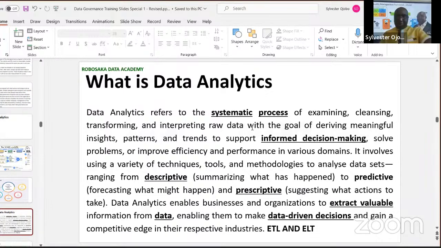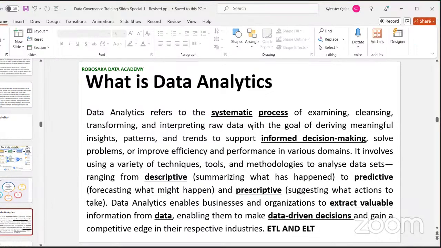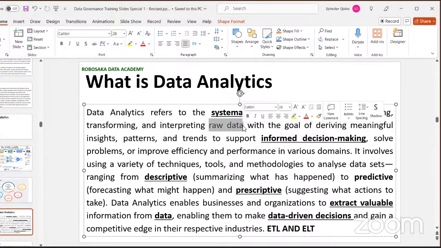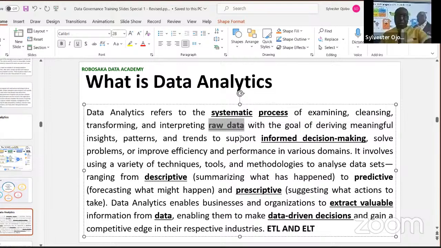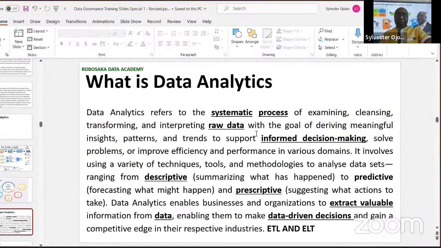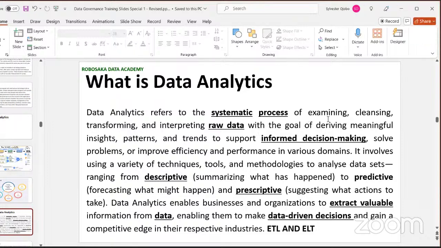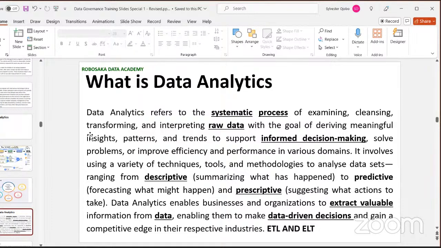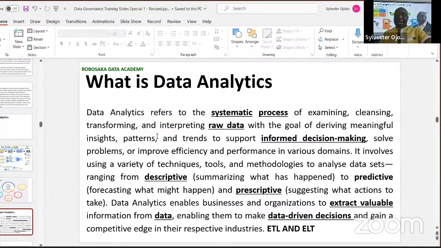What is the raw data? Raw data is like the input right from the time of entry. If you look here, everything you capture from here is raw data. Now, raw data with the goal of deriving meaningful insights. You must understand this, because that is the essence. And the patterns and trends to support informed decisions.